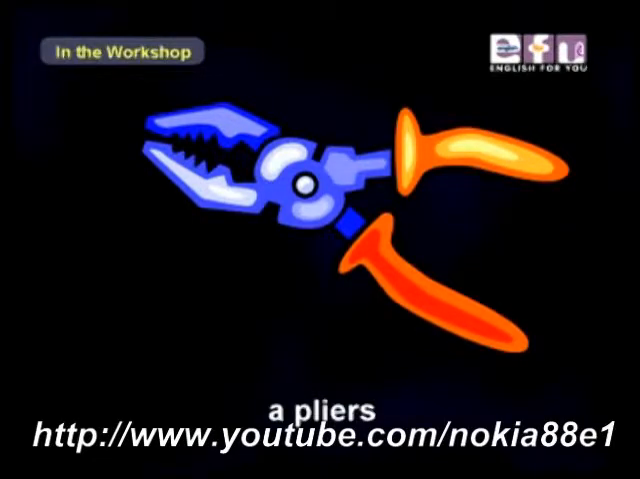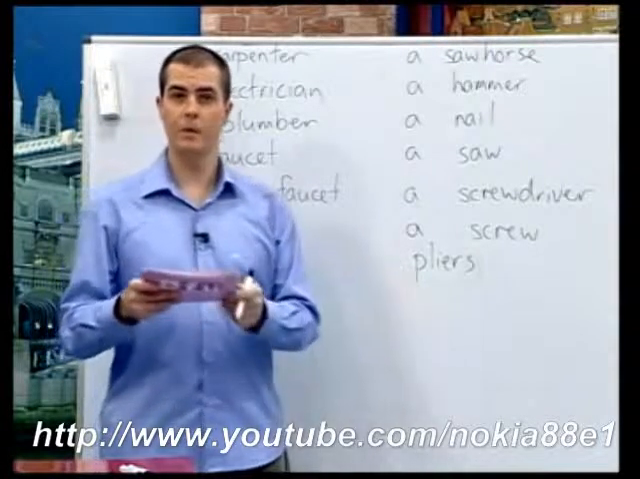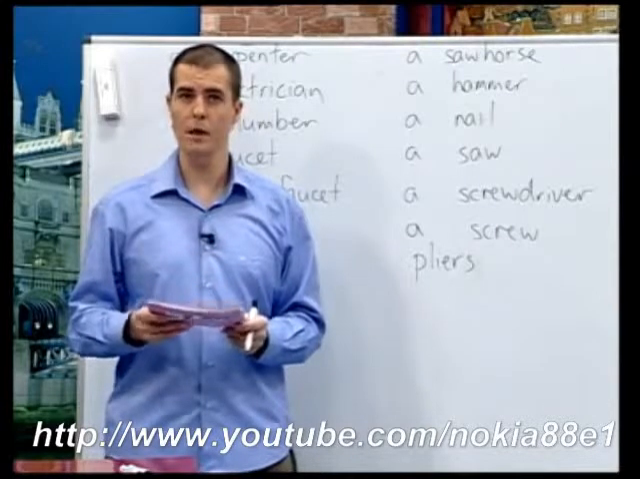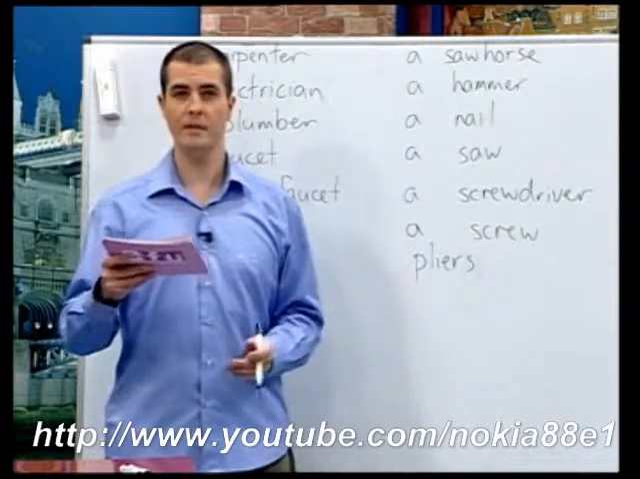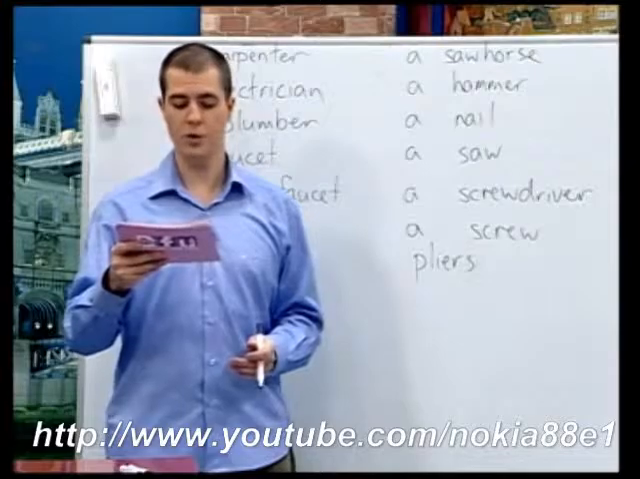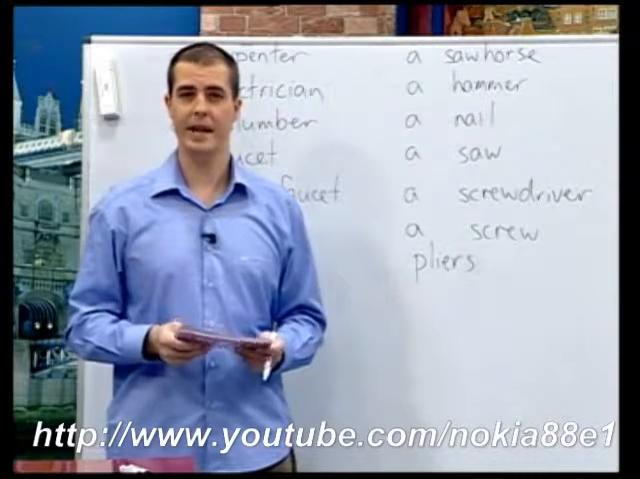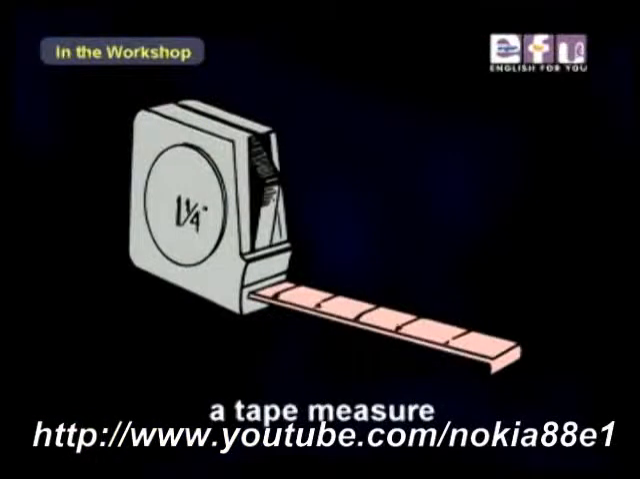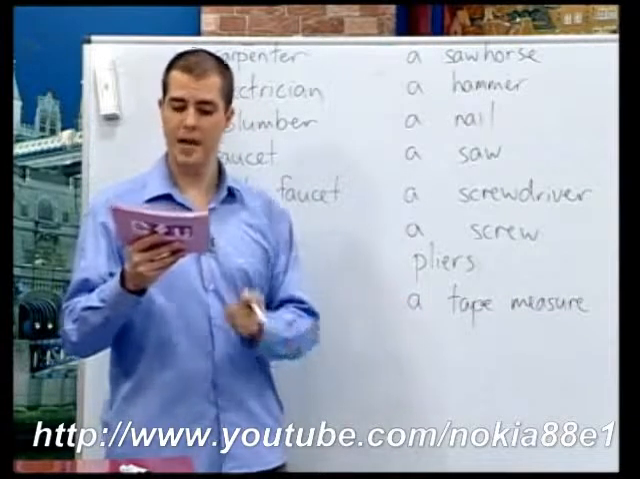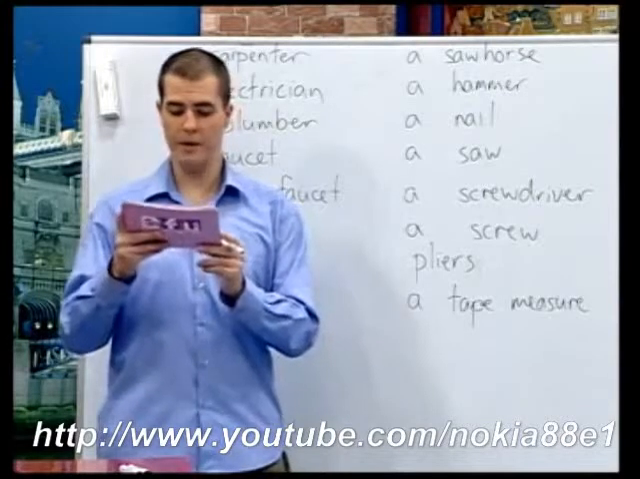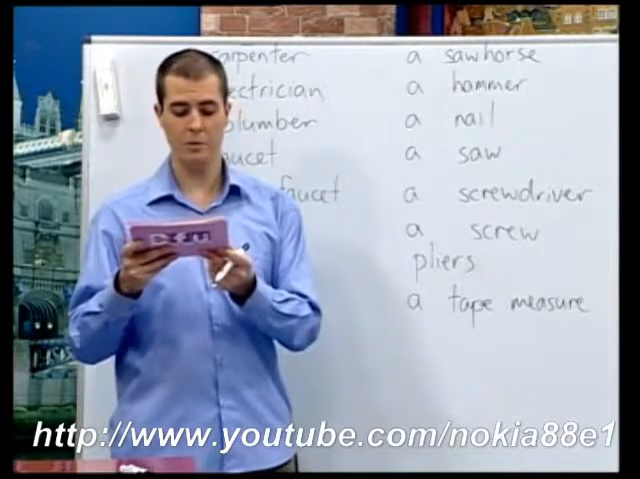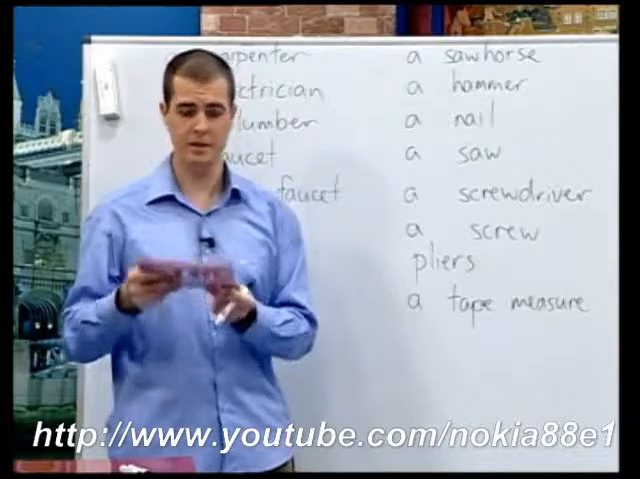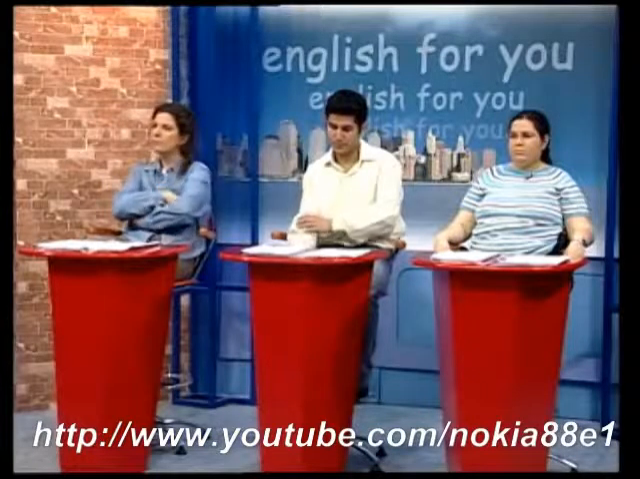Pliers. Well, this is a small tool made of two crossed pieces of metal used to hold small things or to bend and cut wire. And finally, a tape measure. A tape measure is a long, narrow band of cloth or steel marked with inches and feet or centimetres. It's used for measuring something.